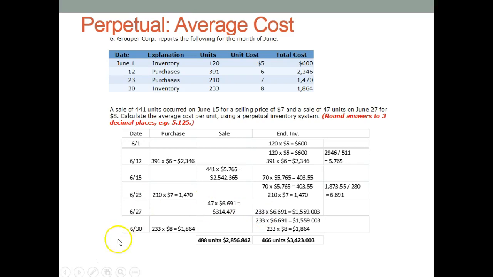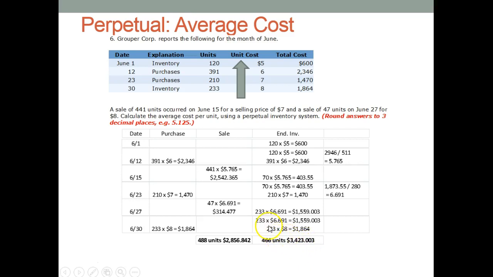All right. Last transaction is a purchase, 233 units at $8. I rewrite my old inventory and add in this new tier. Now, if I were going to keep going, I'd get an average cost here. But I knew I was at the end of my problem, and I just need to add up cost of goods sold, the middle column, 488 units, for a total of 2,856.842, and my last bucket, 466 units at $3,423.003. And again, if you add these two up, oops, that LIFO arrow should not be there. If you add these two up, you'll come really darn close to 6,280, but a little bit off because of rounding.